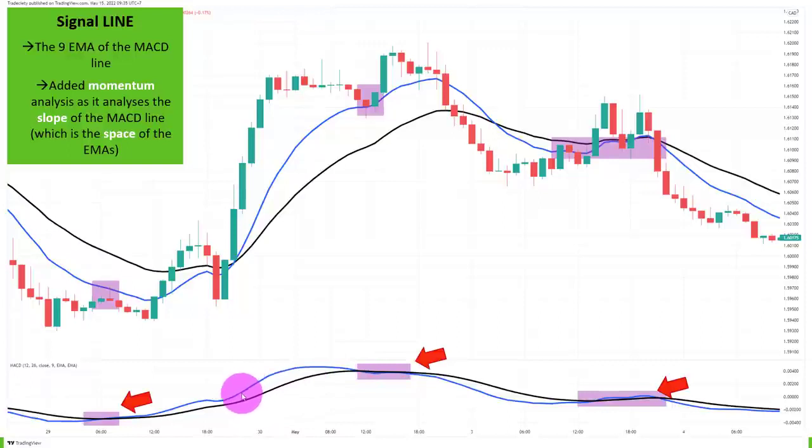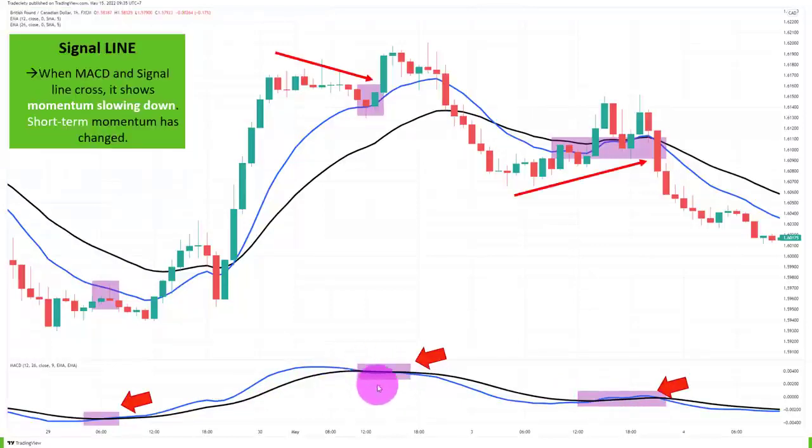First of all, it's important to see, is the MACD line above the signal line? Also, is the space between them increasing? Is the MACD line crossing below or above the signal line? And this can tell us quite a few things, as we will see now. When the signal line and the MACD line cross, that's one of the more interesting signals, and it shows you that the momentum of the price action is slowing down or changing.